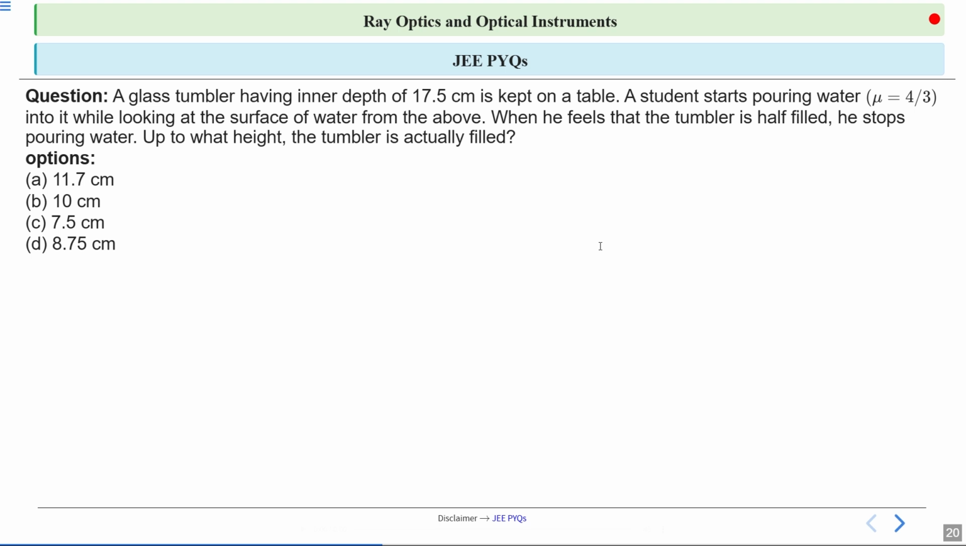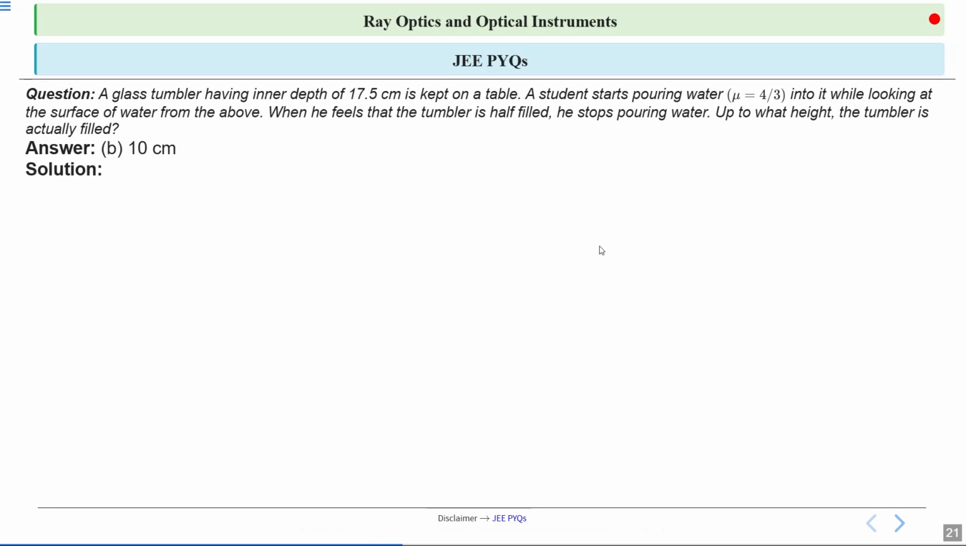So 4 options are given. First option is 11.7 centimeters, second is 10 centimeters, third option is 7.5 centimeters, fourth option is 8.75 centimeters. So the correct option is B, 10 centimeters.